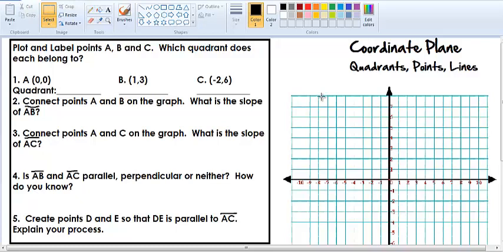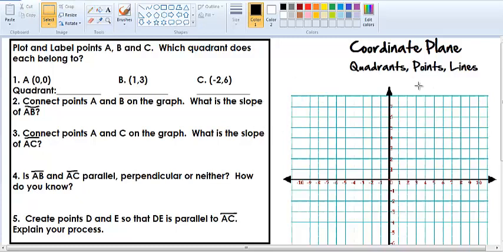The following is a quick review of the coordinate plane. There's lots of things we can talk about with coordinate planes, but we're going to focus on quadrants. What are the different quadrants, points, and lines? First things first, let's talk about quadrants.